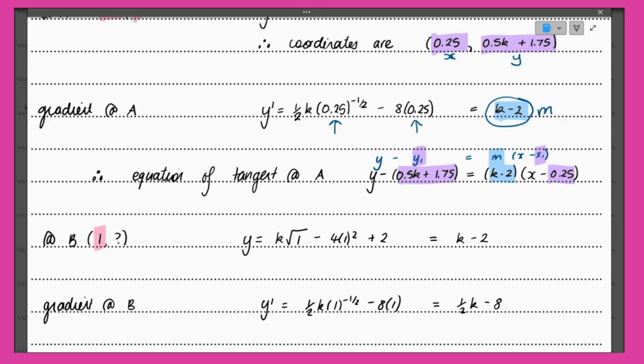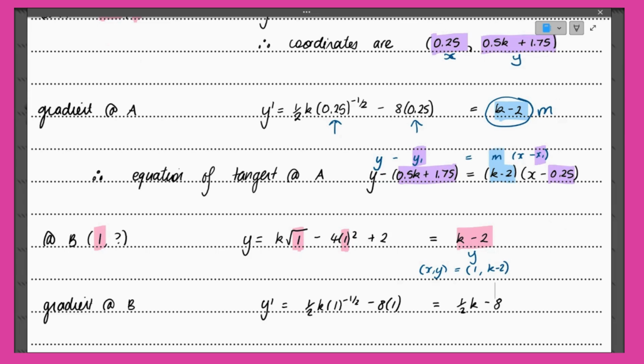Doing exactly the same thing, but this time with x equals 1. So we're going to put 1 into the original equation. We're going to pretty it up. And this tells us what y is. So we now know that y is k minus 2. So we can put it into an xy thing. Here would be 1 and k minus 2.